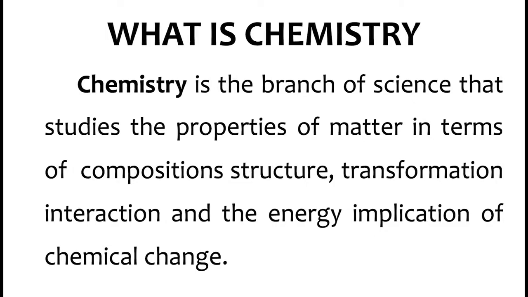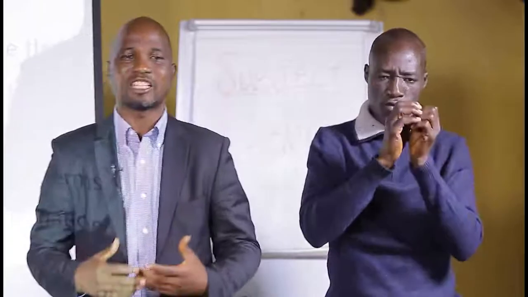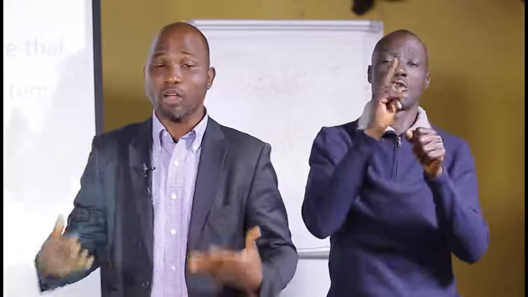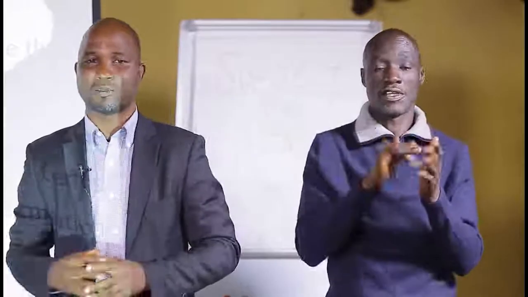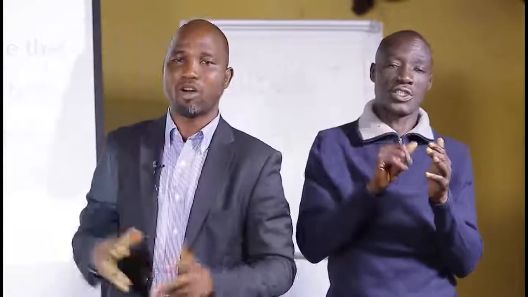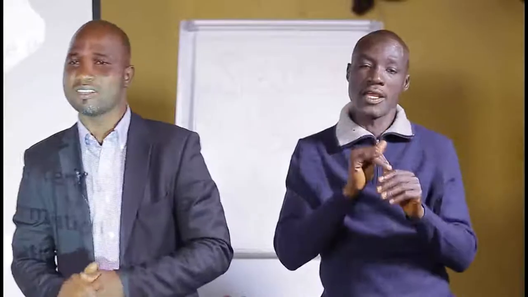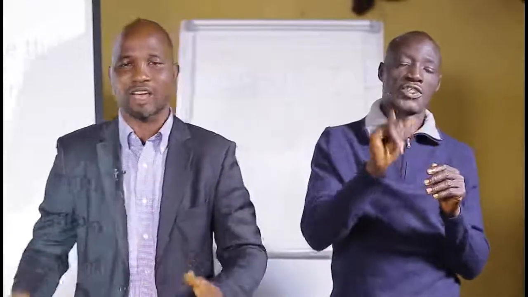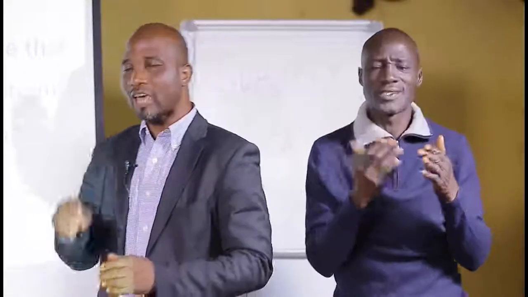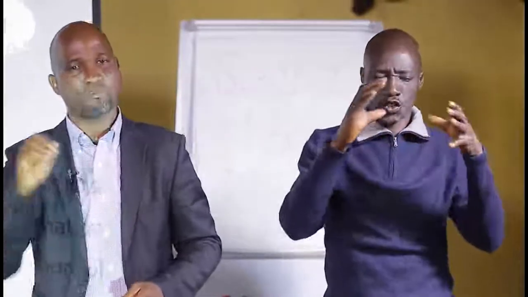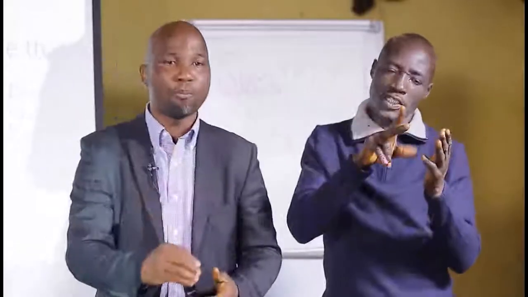Chemistry is a branch of science that studies the properties of matter in terms of composition. Composition means what matter is made up of. For instance, water is made up of hydrogen and oxygen. Air is made up of oxygen, carbon dioxide, rare gases, water vapor, and so on and so forth. So that is what composition is. So chemistry tries to study the properties of matter in terms of composition.